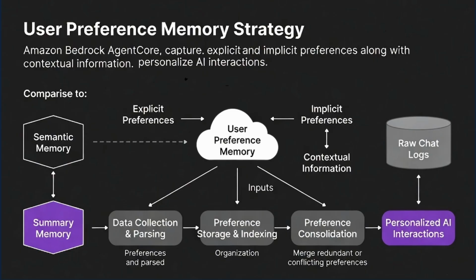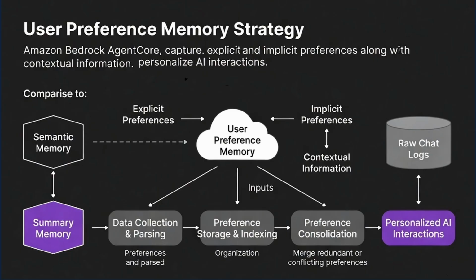And then, boom, we land on the winner. User preference memory strategy. Let's zoom into the diagram together. You can see explicit preferences coming in on the left, stuff the user directly says: I like concise answers, call me Alex, never suggest horror movies. Those go straight into the user preference memory cloud.